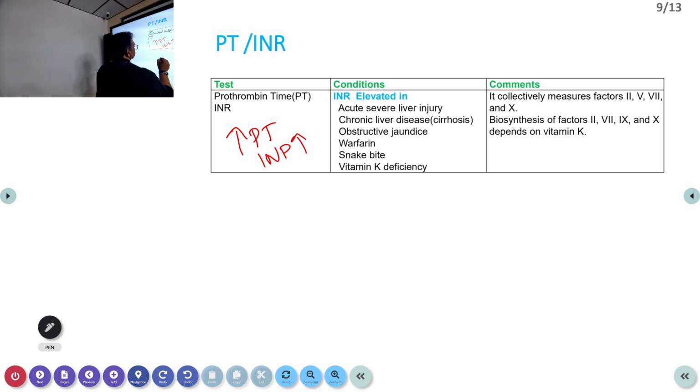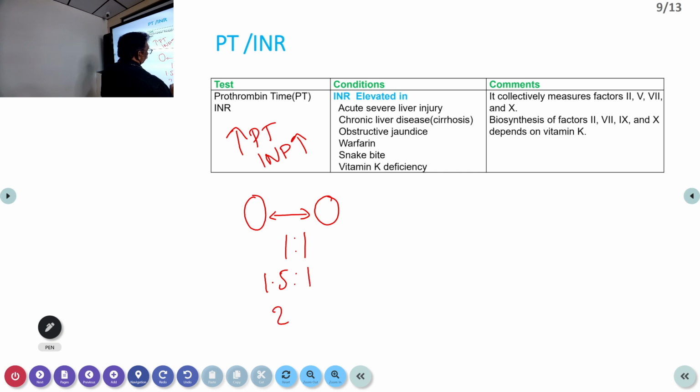So what is international normalized ratio? This is the patient's blood, this is control. Both should be equal in coagulation parameters. So you should get a 1:1 ratio. But what happens is when the control is 1, sometimes because of bleeding tendency, this will become 1.5 to 1 or 2 to 1. Like that it may increase. So when it reaches 1.1 in a normal person, that is a danger sign.